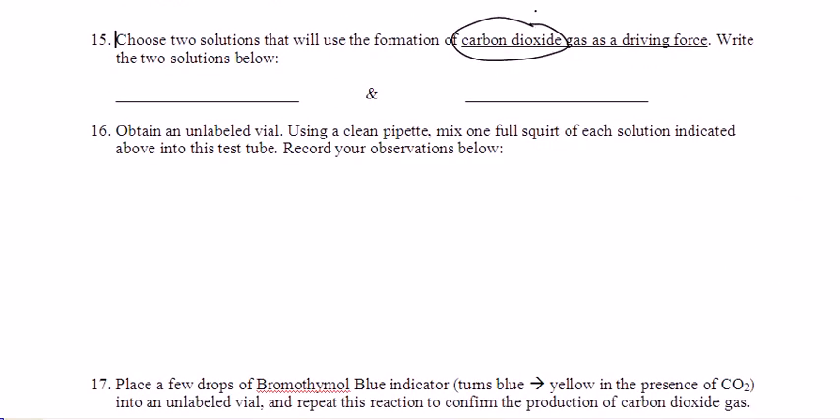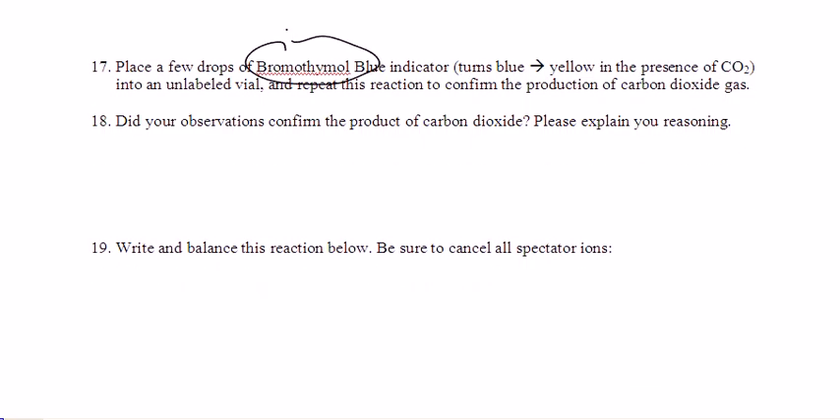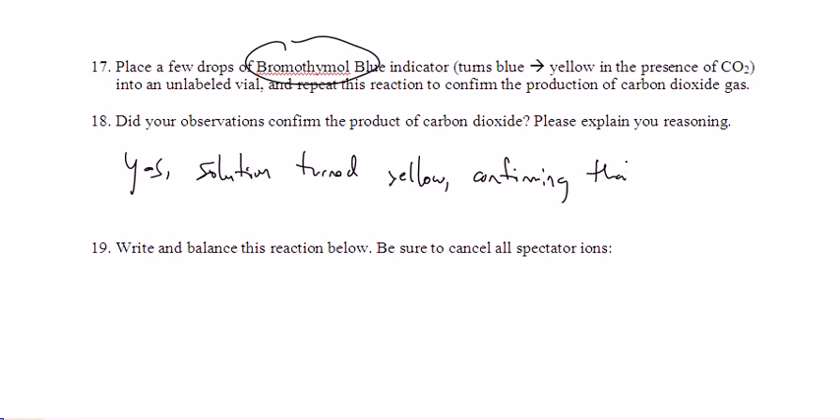Carbon dioxide gas. All right, according to our stick chart, in order to have carbon dioxide gas, you have to have H+ reacting with CO3 2-. You should see bubbles when they mix. Place a few drops of bromothymol blue. Solution turned yellow, confirming that the bubbles were indeed CO2.